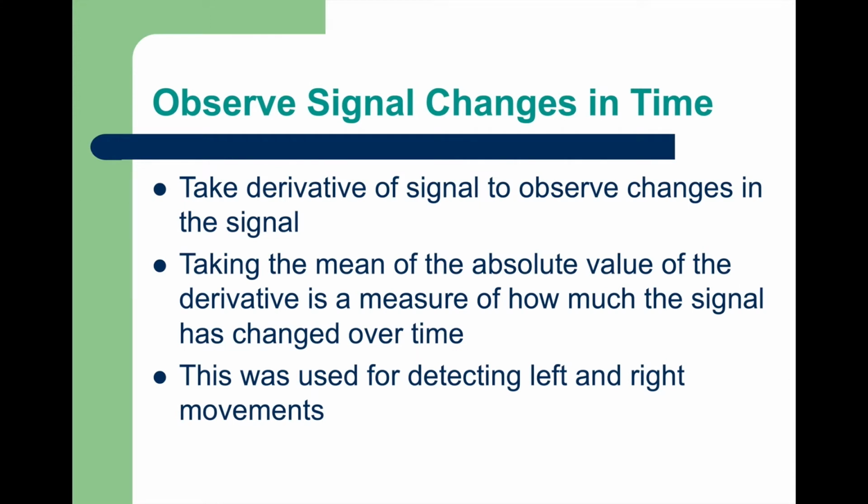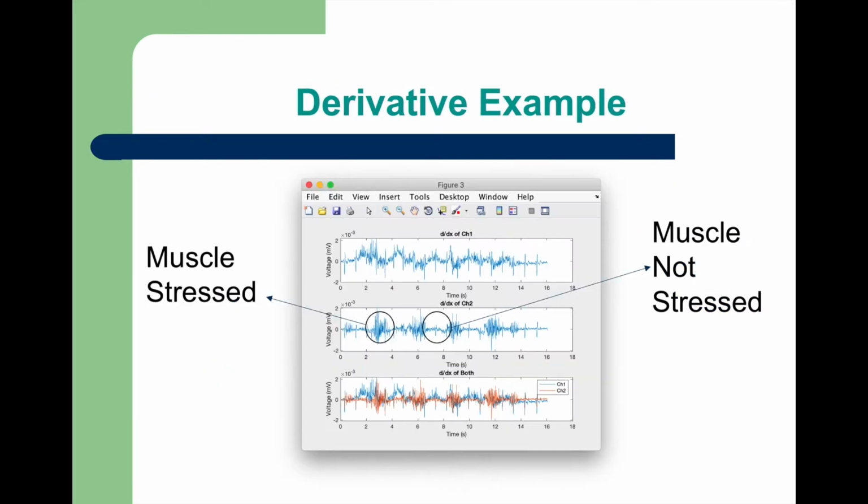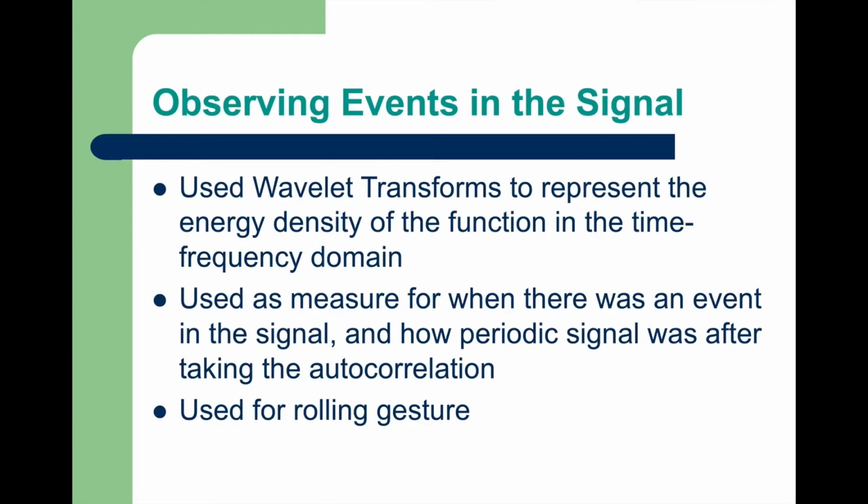Observing how the signal changes over time is taking the derivative of the function, which is the rate of change, and we can see how much the signal changes. Taking the absolute value and the mean is a measure of how much the signal is changing over time or how much activity there is over time. As can be seen here, when the muscle is not stressed, the derivative is relatively flat. When the muscle is being used, however, there's a lot of change, hence the noise that's there.